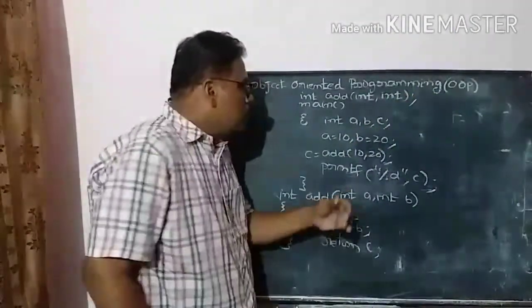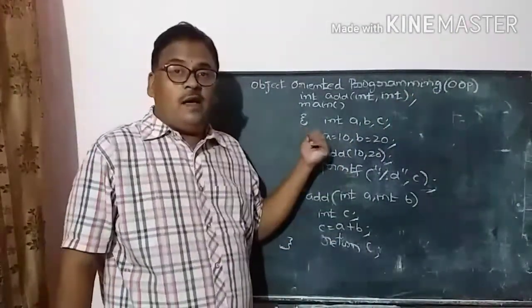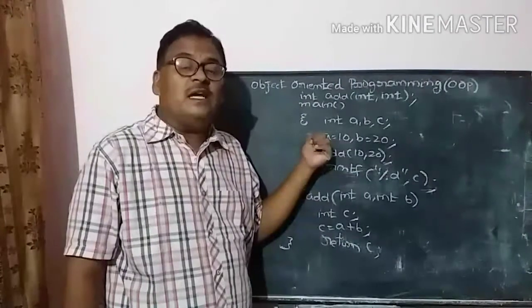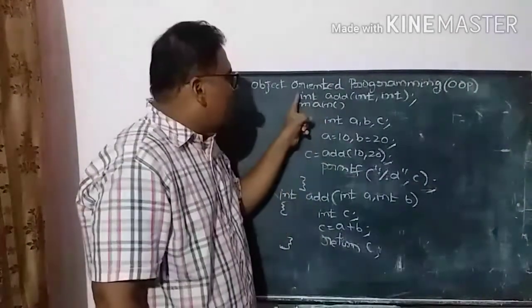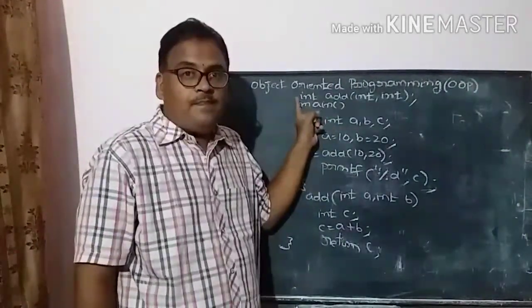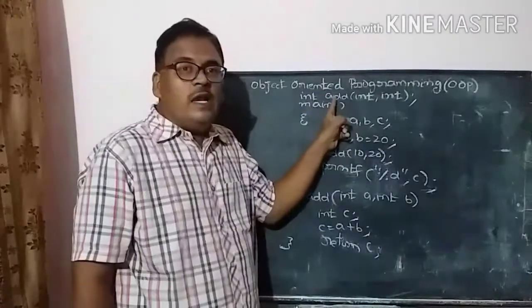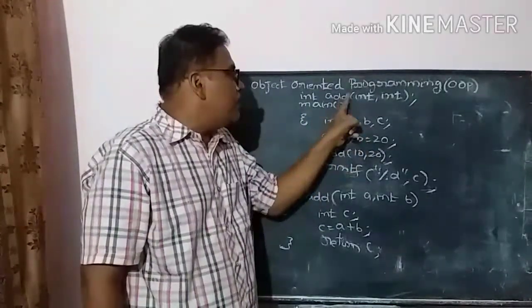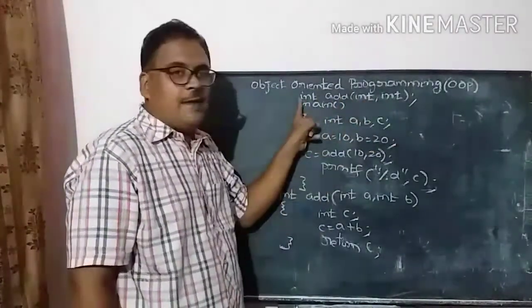Here, this is the fourth category of functions: functions with arguments and with returns. The first one is the function prototype. This prototype will give you information about the function name, argument types, and return type.